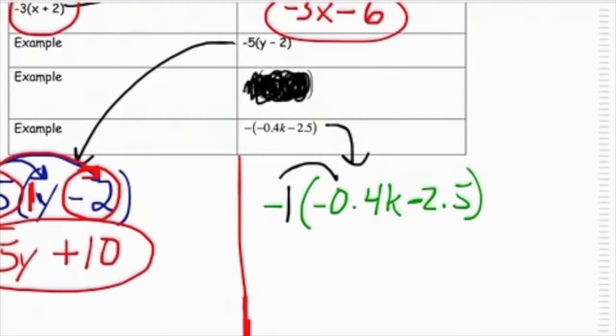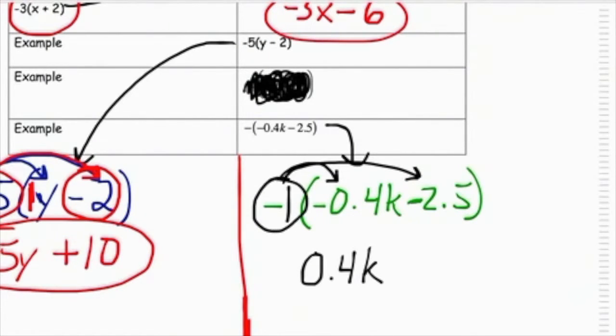And we're going to multiply -1 to both terms. -1 times -0.4k. Well, think about it. Just 1 times 0.4k is 0.4k. And a negative times a negative is a positive. So my answer is just positive 0.4k. Now when you do -1 times -2.5, once again, -1 times -2.5, well, a negative times a negative is a positive. So I'm writing plus. And then 1 times 2.5 is just 2.5. And I'm done.